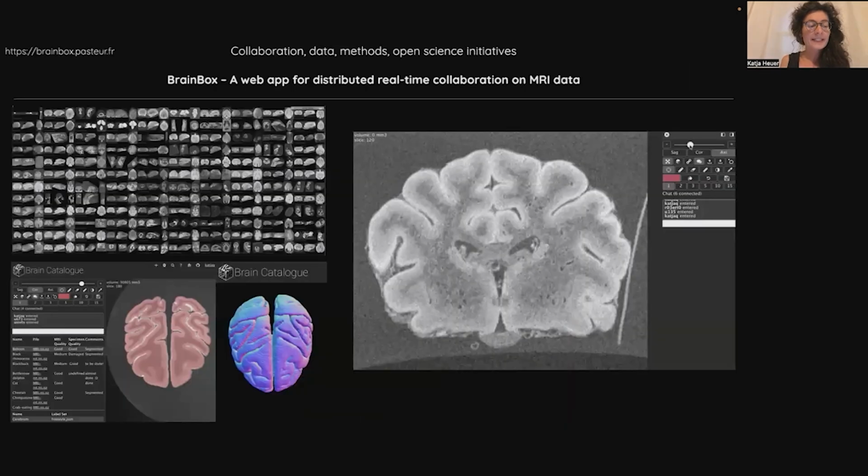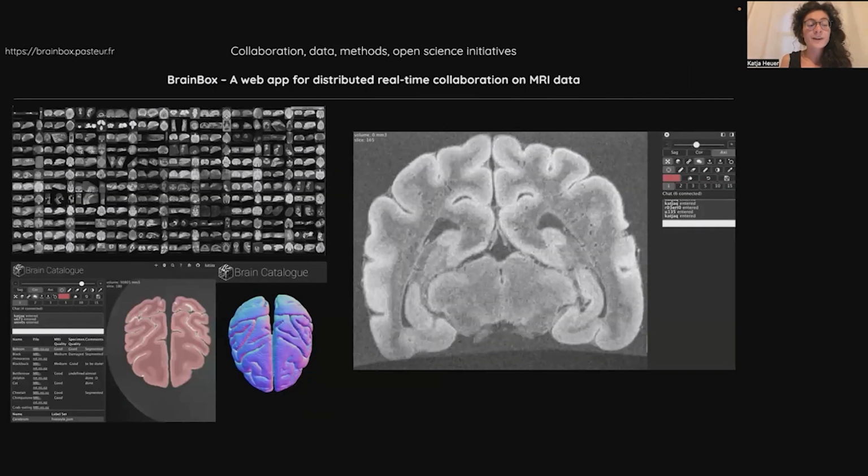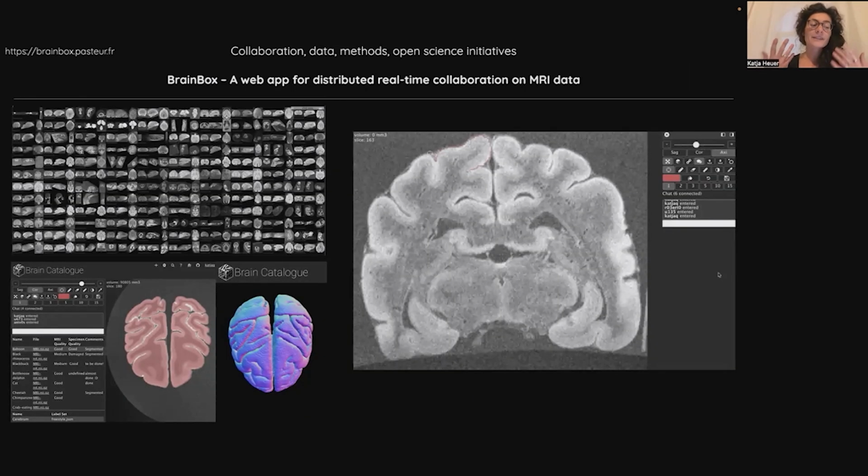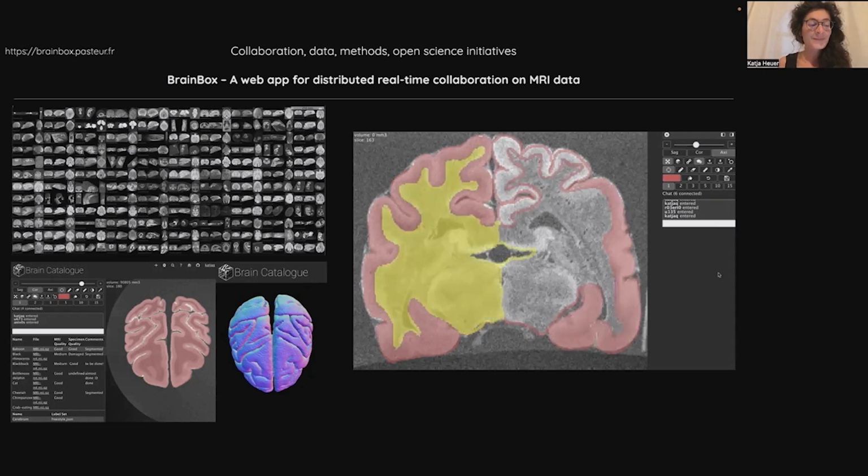But comparative neuroanatomy data is not only challenging to analyze because of the species relatedness, but also because for many species, there's just no atlases available yet. And so we segment the neuroanatomical structures we are interested in by hand. And so we built the tools for scientific collaboration, like for example, BrainBox, which you can see in action here on screen, a web app for real-time collaborative brain annotation and segmentation in MRI data.